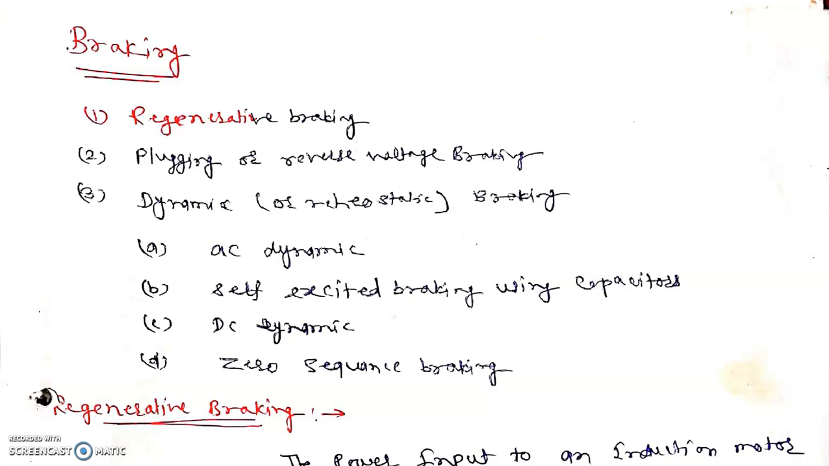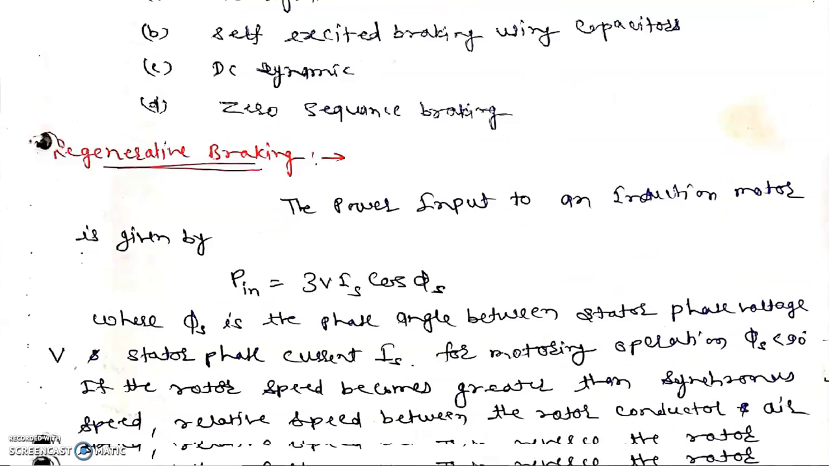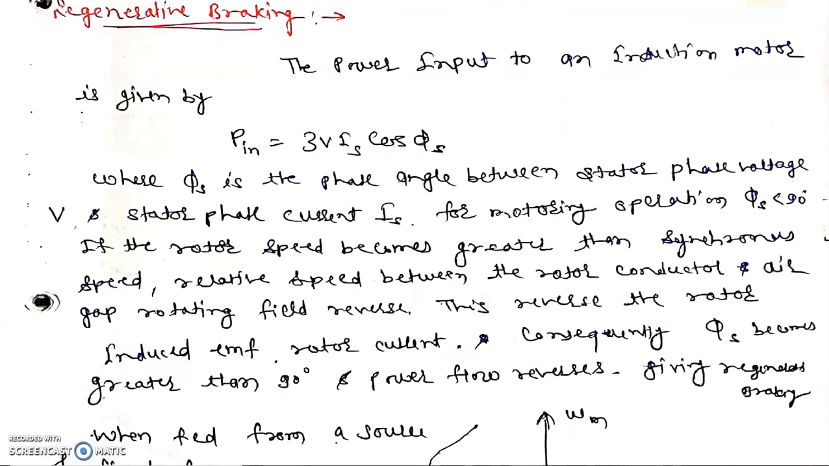In the next lecture, we will discuss dynamic braking and its various parts. So first, we will discuss regenerative braking. In the regenerative braking method, the induction motor, which is working in motoring mode, will work in a generating mode. Means the motor works itself as a self-excited induction generator.